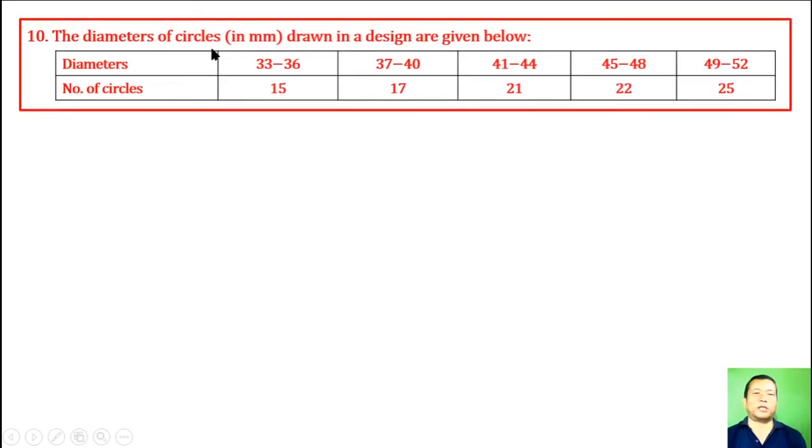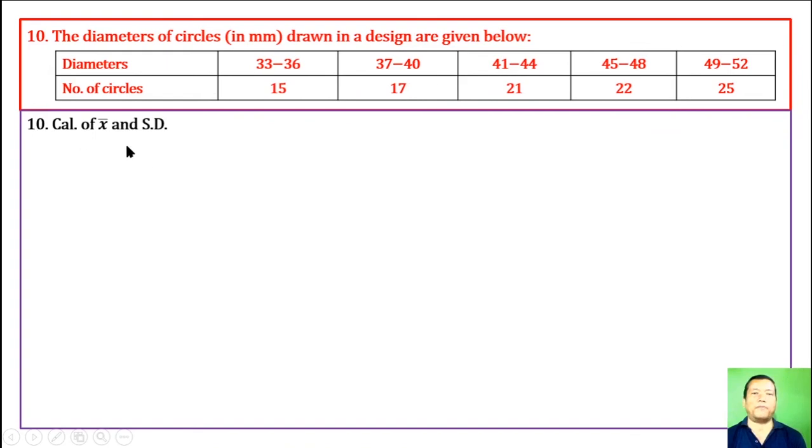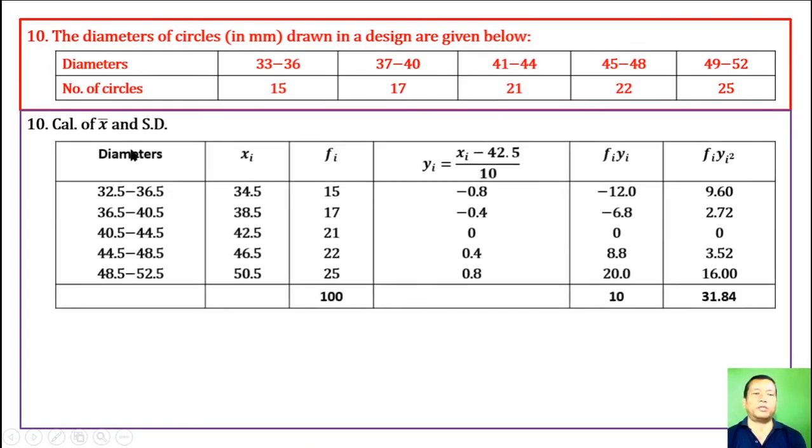10. The diameters of the circles in mm drawn in a design are given below. Diameters 33 to 36, number of circles is 15. 37 to 40 is 17, and so on. This is a discontinuous frequency distribution. Firstly, we make it a continuous frequency distribution. Calculation of mean and standard deviation. We make these columns by rearranging this. 33 to 35 is replaced by 32.5 to 36.5. Similarly, others, whose mid value is xi. Sum of these 2 numbers divided by 2, we get 34.5. Similarly for others, fi is given.